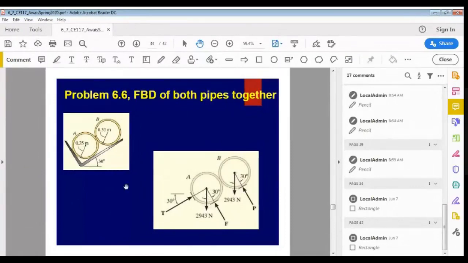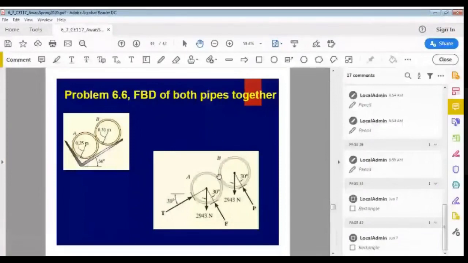Then if I remove this fork from pipe B, I will get one reaction force. If I remove this surface from pipe A, I will get another reaction force. And if I remove this surface, I will get another reaction force perpendicular to this surface. So these are the two or three unknown forces in this case. There is no vertical force or horizontal force at the contact surfaces of the two pipes.